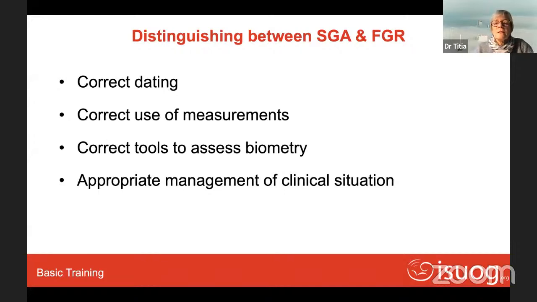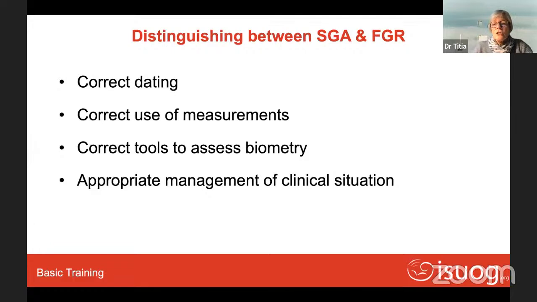Well, in the first place, what's very important is that you all should have correct dating. The best thing is between 10 and 14 weeks in the first trimester to date the pregnancy, because that's the most correct way. Use correct measurements. Be sure that when you do your measurements you have the proper planes and you're not taking a measurement when the plane is not right, because then you get a measurement which is not right, and then you may make a problem that is not there. Use the correct tools to assess your biometry. So use correct plots, and beware that you are using correct measurements.